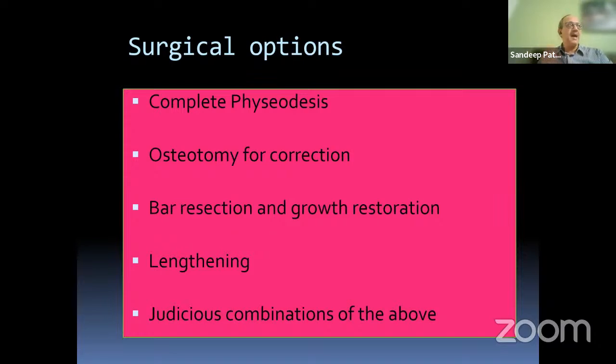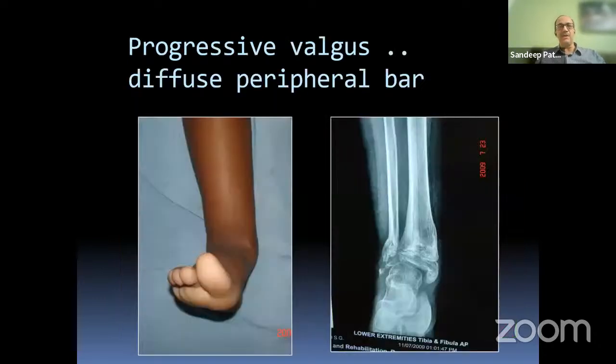Third, you do a bar resection and try to restore growth. By removing the bar, restoring growth in the remaining physis, getting rid of the tenting, and then putting an inert material to prevent reformation of the bar. The fourth is when you have a pure growth arrest, you do lengthening. And finally, most of the times you will have to do a judicious combination of all of the above.